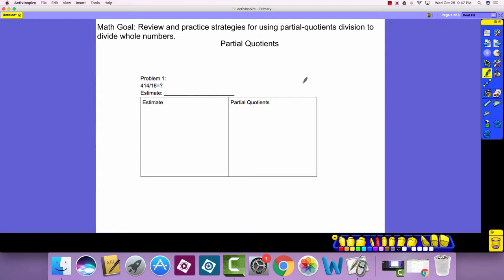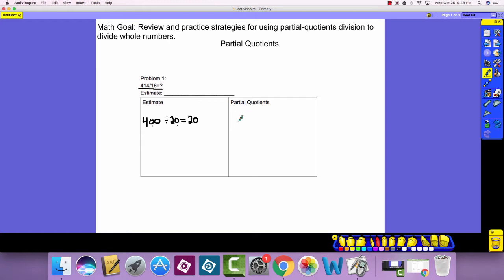So 414 divided by 16, that's our problem. Well, 414, that's close to 400. Now I need to think, what is 16 close to that I could use? Well, 16 is pretty close to 20. So that's easy and quick to do in my head. 400 divided by 20 equals 20. So pause the video and get that written down in your estimate box.